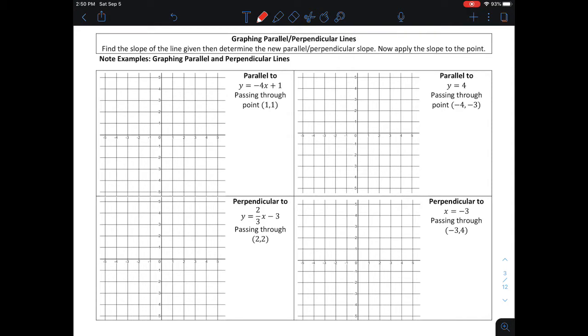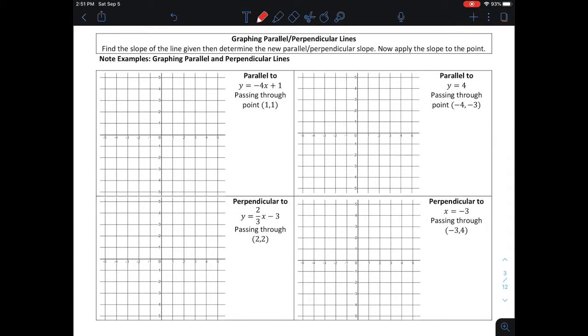Okay, now that we know how to graph a line written in slope-intercept form, let's talk about parallel and perpendicular lines. Lines that are parallel to one another will have the same slope. And lines that are perpendicular to one another have slopes that are the opposite reciprocals. And that was in an earlier video.